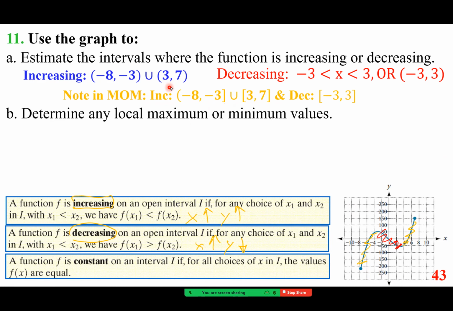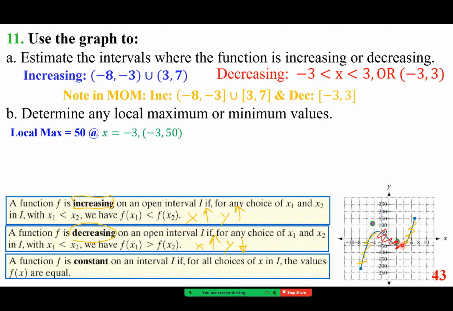Determine any local max or minimum values. Obviously, look at those points. This is a local max. This is a local min. So the maximum occurs at this point, 50, when x is -3. You want to pay attention to the question, how they're asking you. They may ask you for this one, local max is equal to 50 at this point. So see how they ask you.